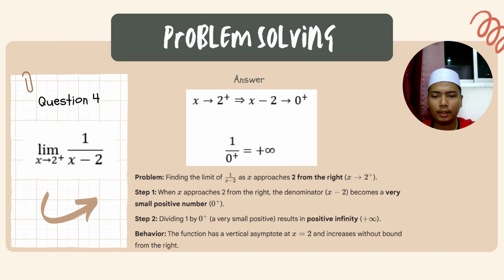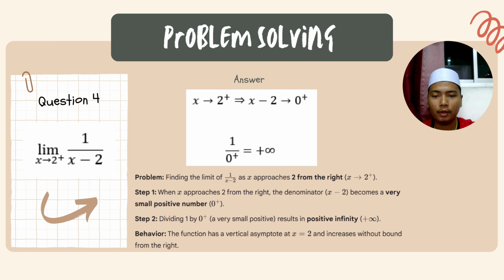For step 1, when x gets closer to 2 from the right, the denominator, which is x minus 2, becomes a very small positive number. So we call this positive 0.